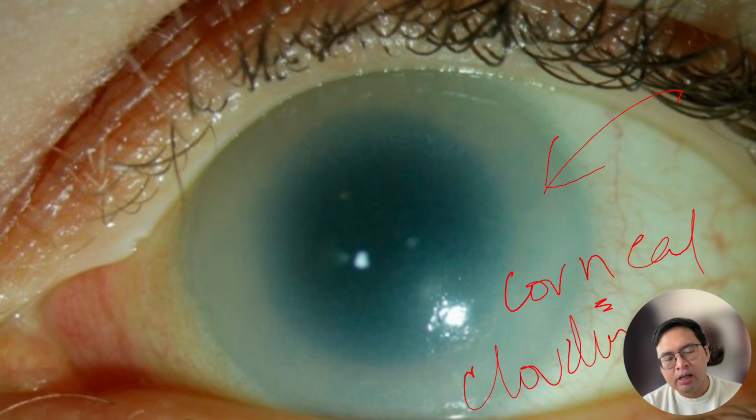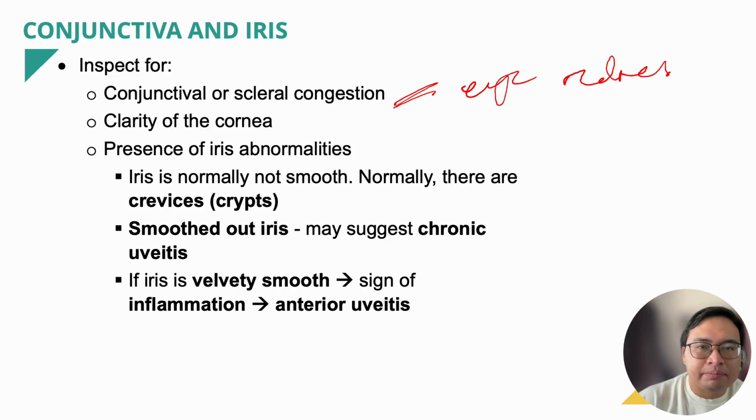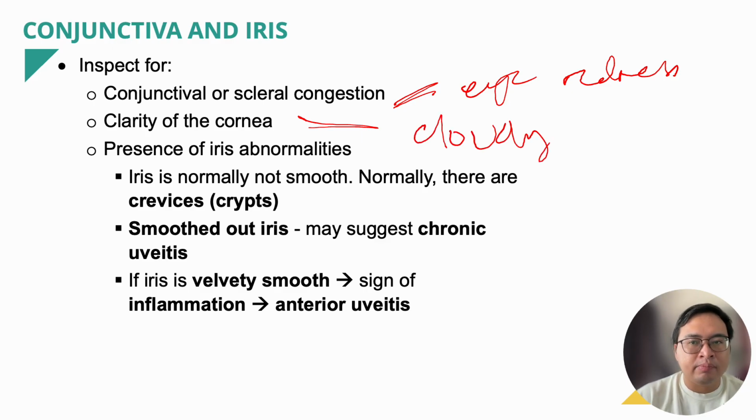Okay? So let's move further inward. After that, we're going to look into the conjunctiva and the iris. So for conjunctiva, we've already learned that there may be different types of eye redness. For the cornea, check if it's clear or if there is any corneal clouding. The next structure is the iris. The iris is normally not smooth, so it should really naturally have its crevices, also known as the crypts. And actually, if you have a smooth iris, it could suggest a chronic uveitis.